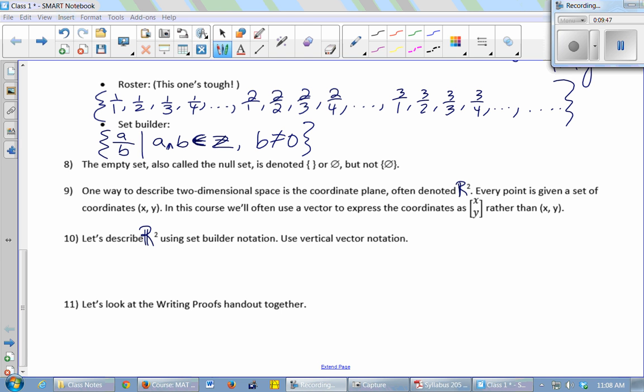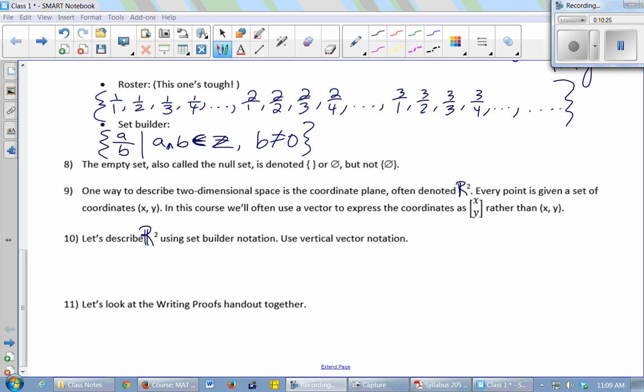So one way to describe two-dimensional space is the coordinate plane, right? The XY plane, we use it all the time. It's often referred to as R2, the real numbers in 2 dimensions. You've got an x dimension and a y dimension. Each of those lines is a real number line. Every point in the coordinate plane is given a set of coordinates, x comma y. In this course, we often use a vector to express the coordinates vertically, x, y, instead of horizontally, x comma y. They mean the same thing.